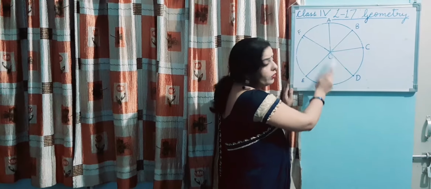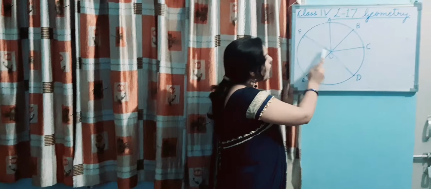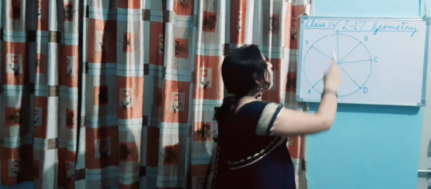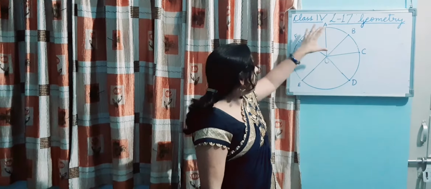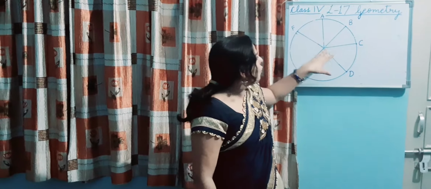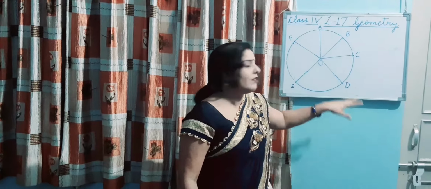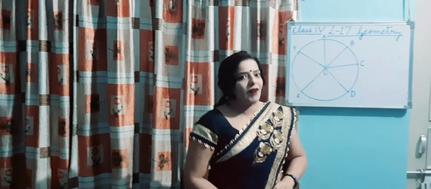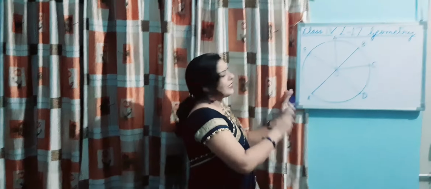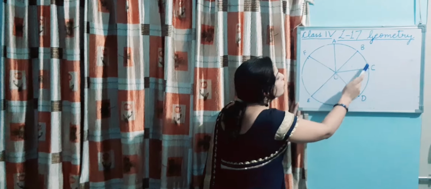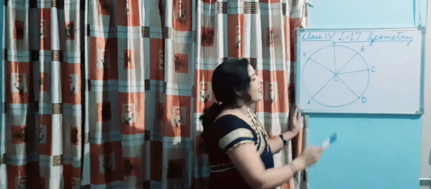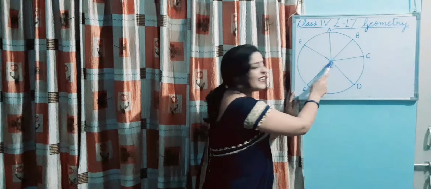Now if we draw lines from this center point to the point on circumference, like line OA, OB, OC, OD, OE and OF, and measure it, so you will be surprised to know that all the lines will be having same measurement. For example, if OA is 5, so OB will be also 5, OC will be also 5, OD will be also 5, OE, OF all will be of 5 centimeter. What does it show? It shows that all the points on the circumference are at equal distance from the center.